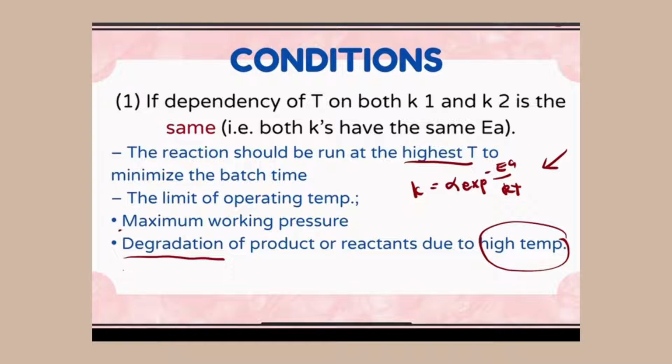And we also need to consider our maximum working pressure. For example, the batch reactor will have a jacket wall. So we need to know what type of material we use for the reactor, so that it will not exceed the maximum pressure for the reactor.